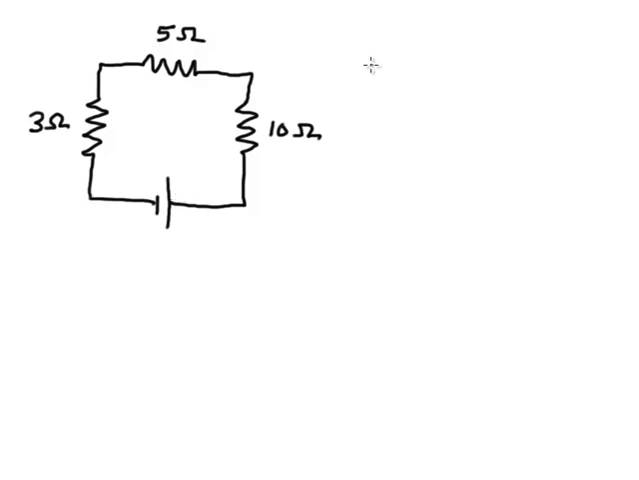Now this is really simple. If you want to find the total equivalent resistance for a circuit like this, all you have to do is add all your resistances. So I take my 3 ohms, my 5 ohms, and my 10 ohms, and we add them together to get 18 ohms. Pretty straightforward.